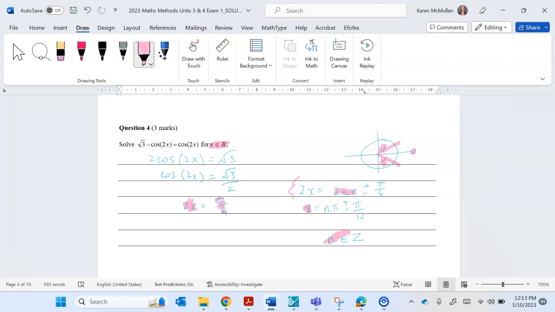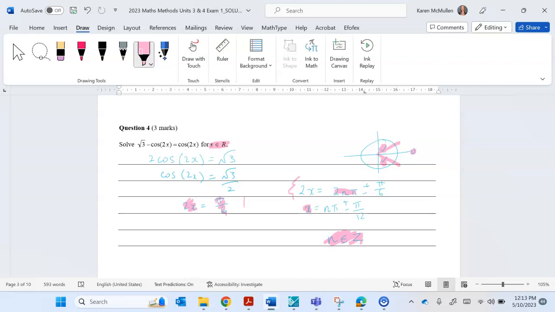Now you need to write n as an element of z, because otherwise n, what is n? All right, you need to state what it is. So you do need to have that for full 3 marks. So for this one here, you'd probably get 1 mark.